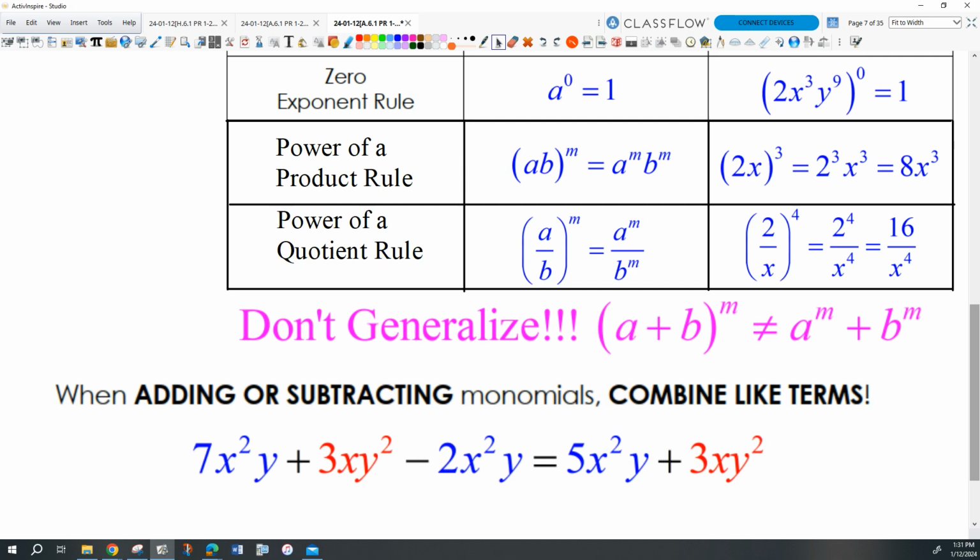Think about that for a second. What does the quantity a plus b to the m really mean? When I have an exponent, like something like x to the 4th, what does that really mean? x times x times x times x. So x multiplied by itself 4 times, right? So the quantity a plus b to the m, look what that's going to mean. That's going to be a plus b times a plus b times a plus b times a plus b until I have m of those things being multiplied together.